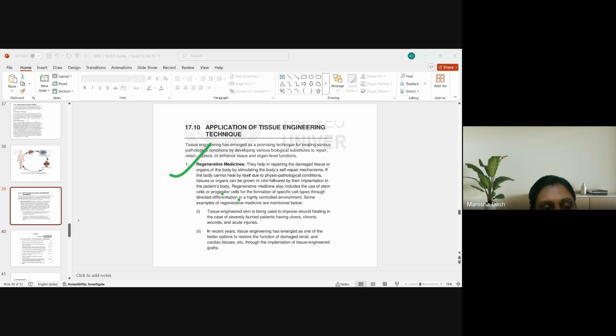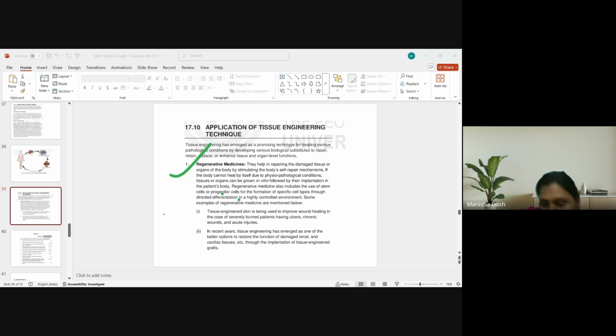Some examples are like tissue engineered skin is being used to improve wound healing in case of severely burned patients having ulcers or chronic wounds and acute injuries, etc. In recent years, tissue engineering has emerged as one of the better options to restore the function of damaged renal and cardiac tissues, etc., through the implantation of tissue engineered grafts.